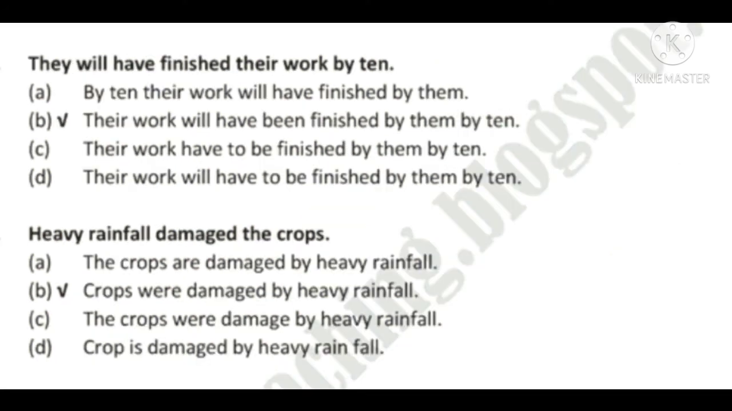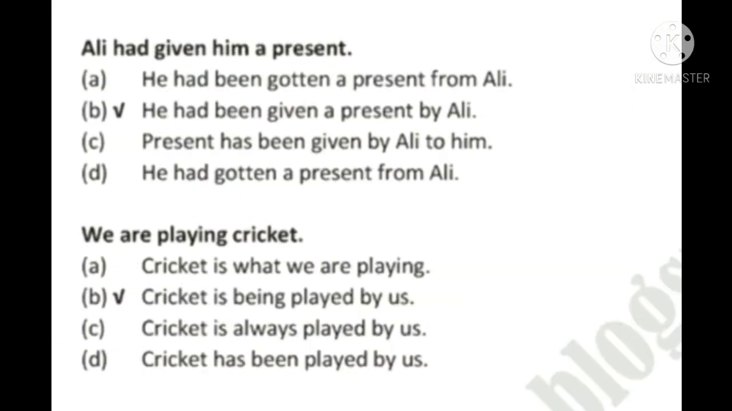Next, they will have finished their work by 10. Their work will have been finished by them by 10. Heavy rainfall damaged the crops. Crops were damaged. Okay, was or were plus verb in the past participle form. Were damaged. Next one, Ali had given him a present. He had, see, had means had been. He had been given a present by Ali.